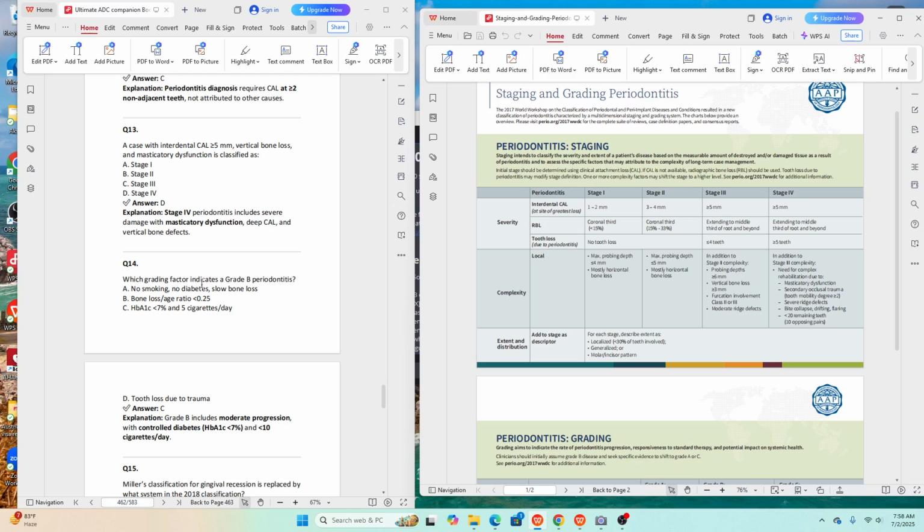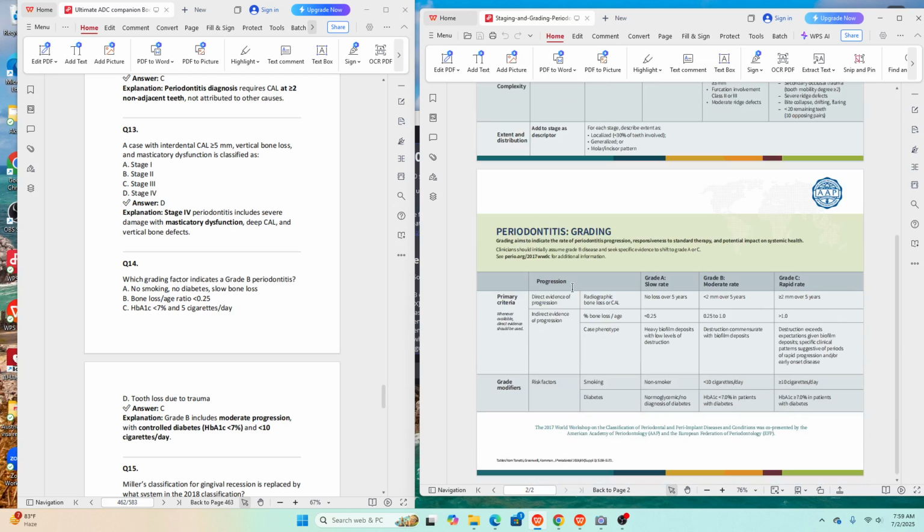Which grading factor indicates a grade B periodontium? Okay, let's go to the grading. Grading indicates the rate of periodontitis progression, responsiveness to standard therapy, and potential impact on systemic health. Basically, how severe is your disease? Is it progressing at a slow rate, moderate rate, or rapid rate? This is what grading is all about.